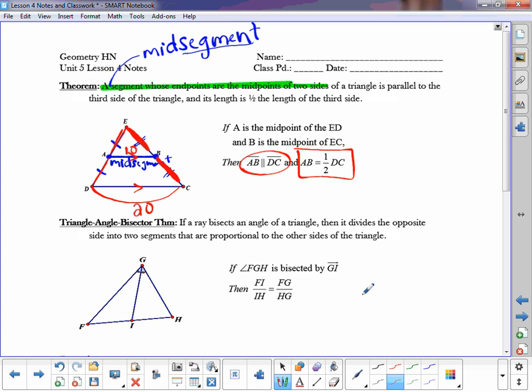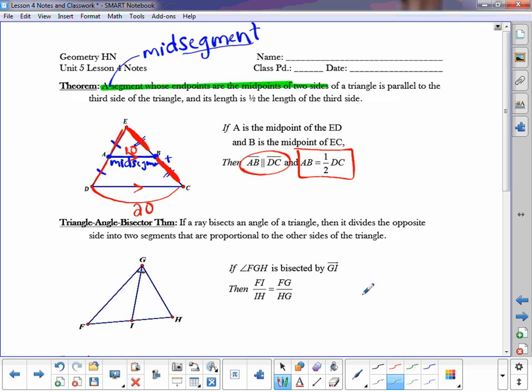Any questions on this one? Again, that's specifically when we have that mid segment. Okay. Yes. So if it's parallel, how do you know the measure? Well, our theorem tells us that if it's the mid segment, we know two things. One, it's parallel to the third side. Two, it's half the length of the third side. And again, this is only for when we have the mid segment.